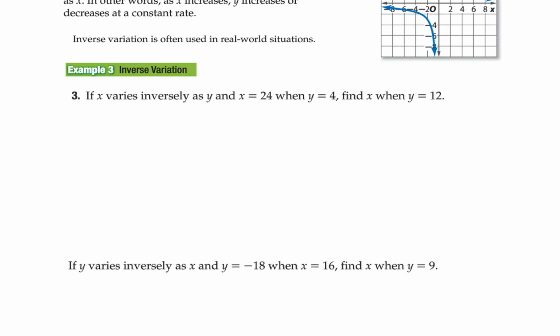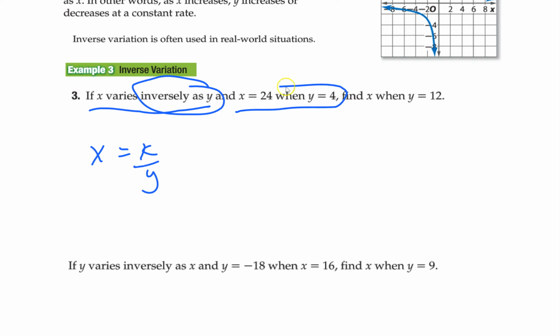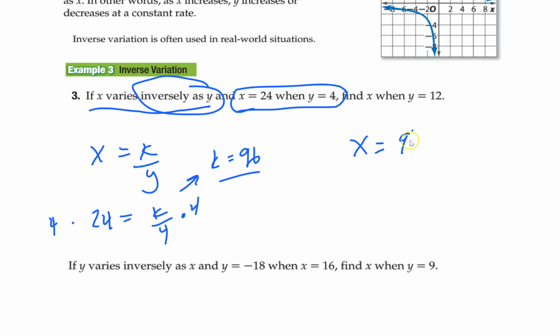So let's look at, for example, if x varies inversely as y. Again, the key is to make the equation. So x varies inversely, so x equals k, and inversely means you put it on the bottom, over y. That's my equation. Varies inversely means on the bottom. Now what they tell you is x equals 24 and y equals 4. We're going to plug that in to find our k. So 24 equals k over 4. Now we solve this by multiplying both sides by 4, and we get k equals, let's see, 96. So that's my k.